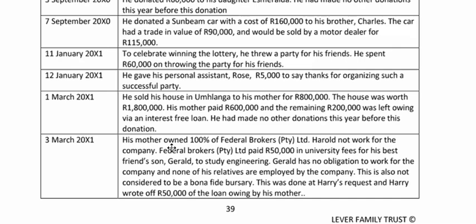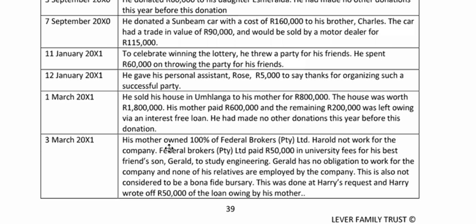Moving on. His mother owned 100% of Federal Brokers, Pty Limited. Harold did not work for the company. Federal Brokers paid $50,000 in university fees for his best friend Gerald's son to study engineering. Gerald had no obligation to work for the company and none of the relatives employed by the company. This is also not considered to be a bona fide bursary. This was done at Harry's request, and Harry wrote off $50,000 of the loan owing by his mother. So what's basically happened here is Harry has gotten someone else to make a donation instead of him.